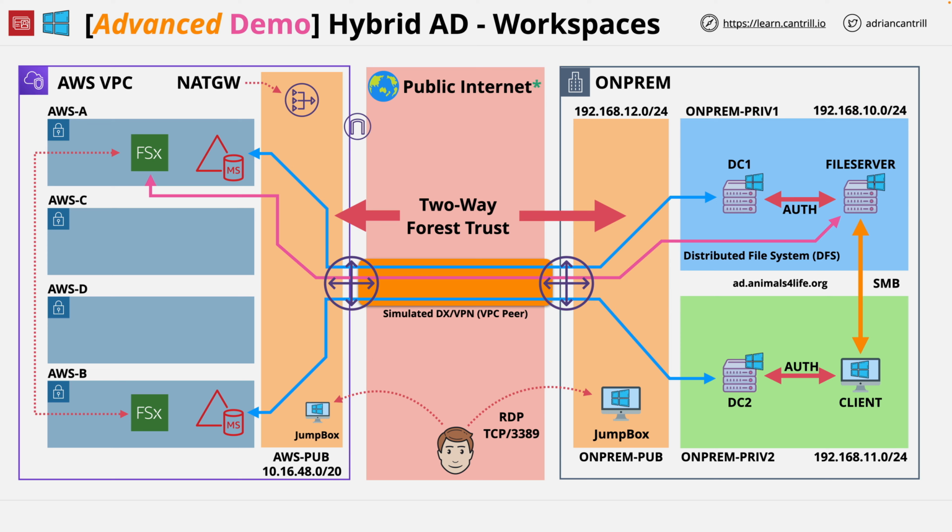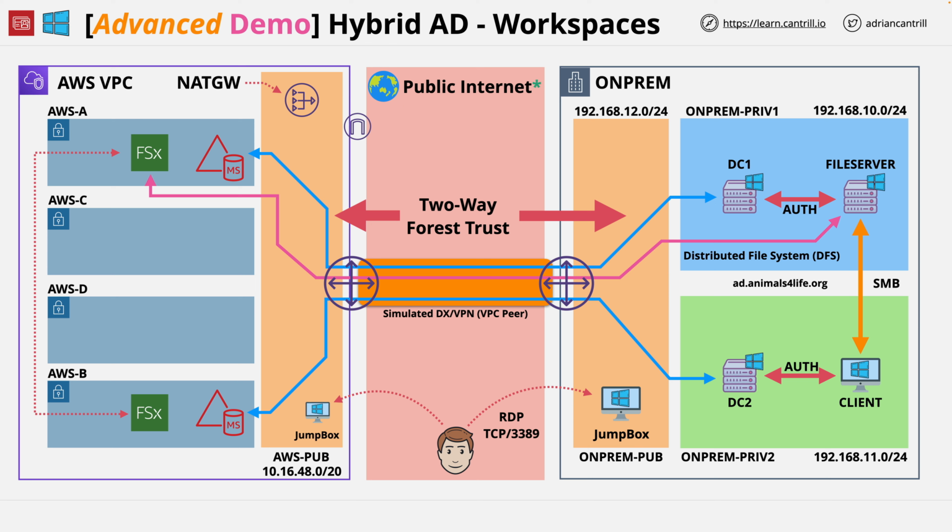Welcome back to stage 6 of this demo lesson. At the end of stage 5, this is the infrastructure that you finished with. You've got the two environments, on-premise on the right, AWS on the left. You've got the two-way forest trust that's been created between the two implementations of Active Directory, the AWS one on the left, the on-premises on the right.